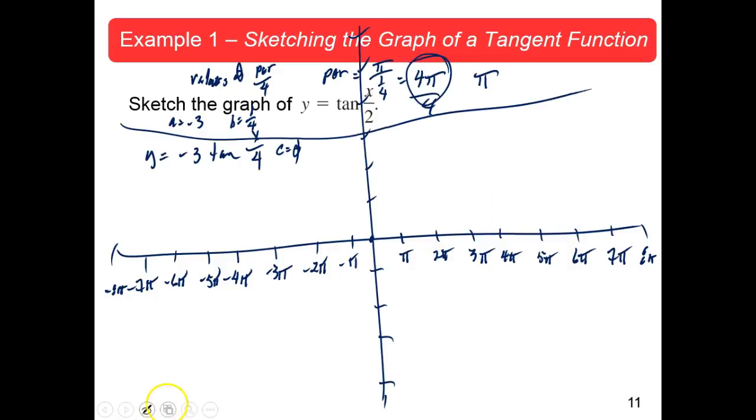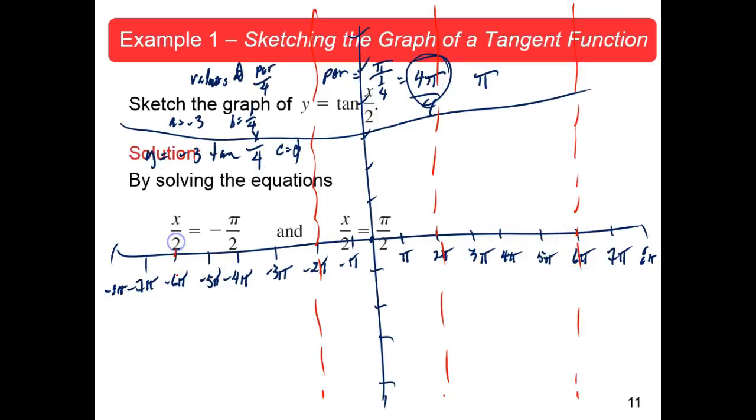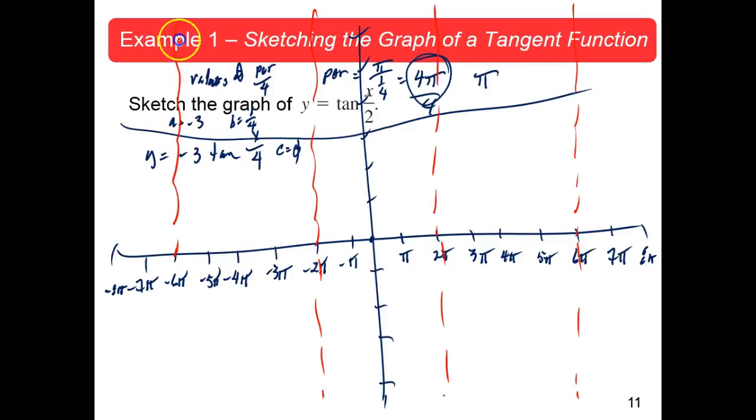Let me get my red back up here again. That's going to be at 2 pi and at minus 2 pi. And remember, they're 1 period apart, and 1 period is 4 pi, so that's going to be at 6 pi and minus 6 pi. Those are your vertical asymptotes. Getting my dark color back. Then your intercepts are going to be halfway in between each of those. Those are your intercepts.